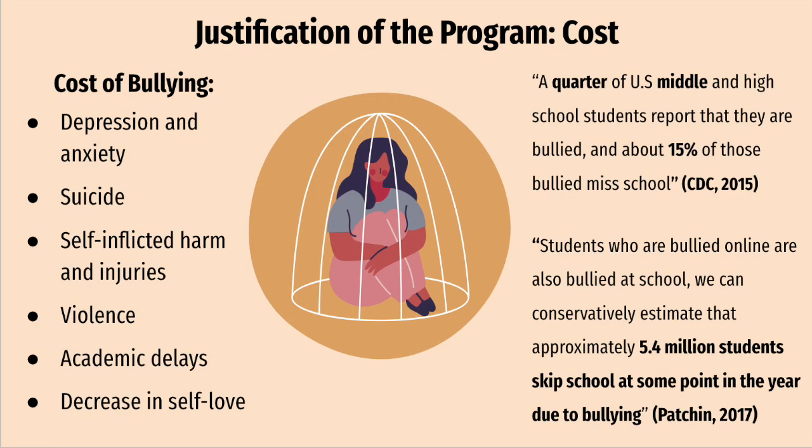Moving forward, we are now going to be talking about the cost of bullying. For starters, we have depression and anxiety, suicide, and self-inflicted harm/injuries, and some examples of those include cutting the wrists and burning one's body part. The next one we have is violence. Violence is a very important one because sometimes people who are bullied find themselves committing violent acts like shootings and fights.